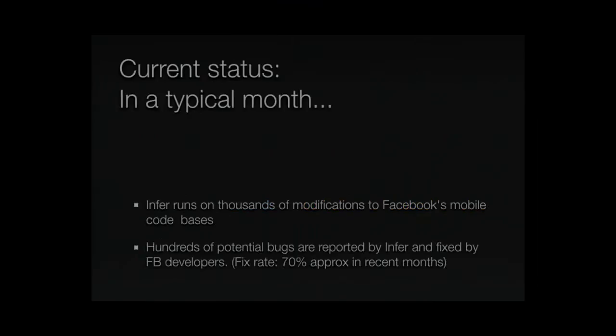So yeah, that's it. Every month Infer runs on thousands of modifications on those mobile code bases, and it reports hundreds of times per month, and that is fixed by the developers. And what I was talking about before, what we measure is the rate at which people fix the bugs. So we want that to be very high, otherwise people will start ignoring the tool, and then it's game over, because once people are trained to ignore your tool, it's very hard to come back. So approximately 70% of the warnings that Infer gives are fixed. And that's it. Thank you for your attention.